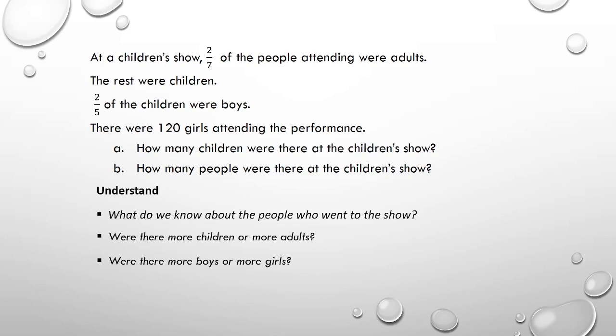Mas marami ba ang mga children kaysa adults? That we can actually infer from the problem. Now, since 2 over 7 is the total number of adults who attended in the children's show, the remaining were children. So ano kaya yung remaining na yun? Is that greater than 2 over 7? Later on in the solution, we will see it or we will find it out.